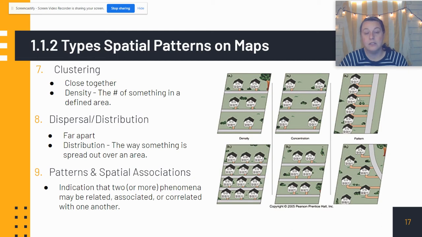And then finally, when we talk about patterns, right? Patterns are big in human geo. We are always looking for patterns. And so this is an indication that two or more spatial variables, things, are related or go together. Okay. So just like when you see a pattern on my shirt, right? I have a striped pattern on my shirt. That means that these stripes are interrelated, right? We're going to see the same exact thing for geographic phenomena on maps.